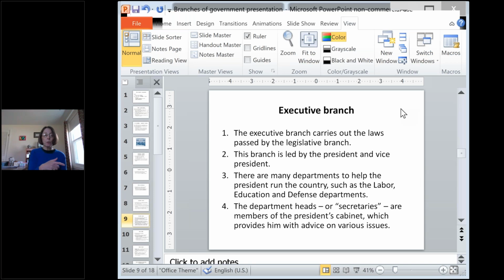You might remember in the picture we saw, it said a U.S. cabinet is part of the executive branch. This cabinet provides the president with advice on various issues. There are some other officials on the cabinet, but the main part of the cabinet is the head of each department. Okay, so that's the executive branch.